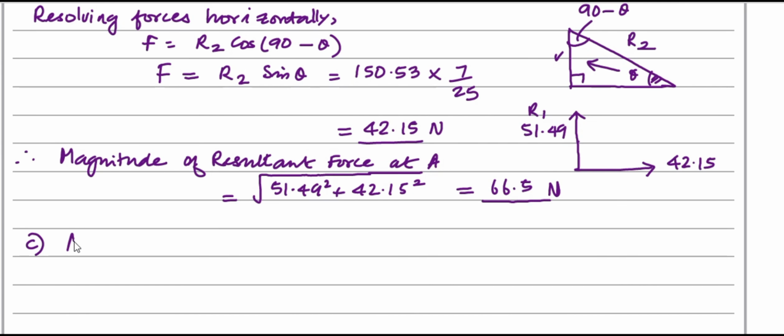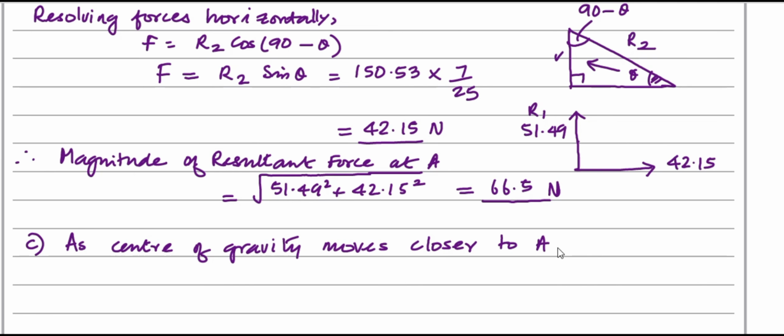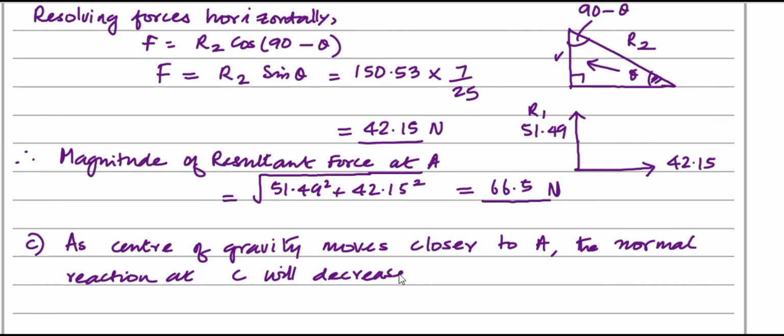Question C. As center of gravity moves closer to A, the normal reaction at C will decrease. It's only a 1 mark question, so we don't need to do any calculations there. That's it.